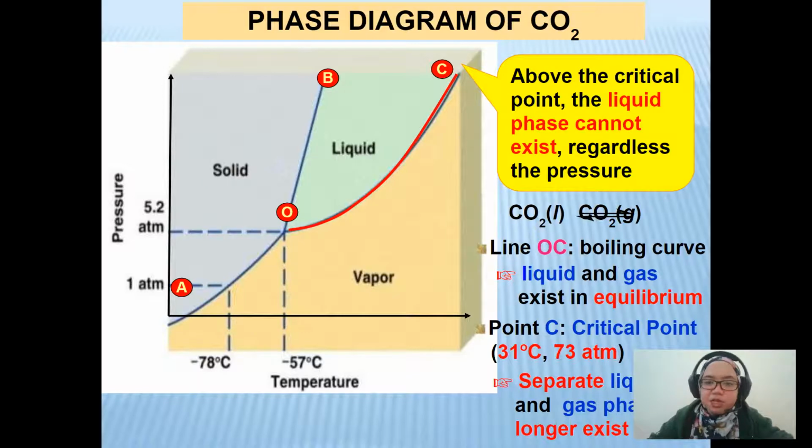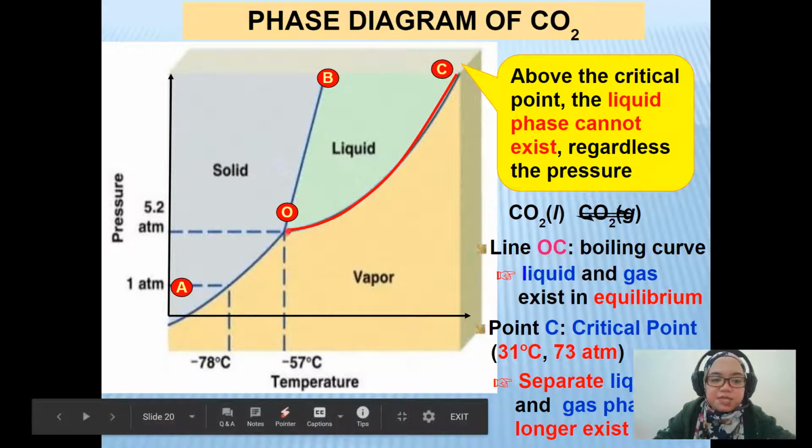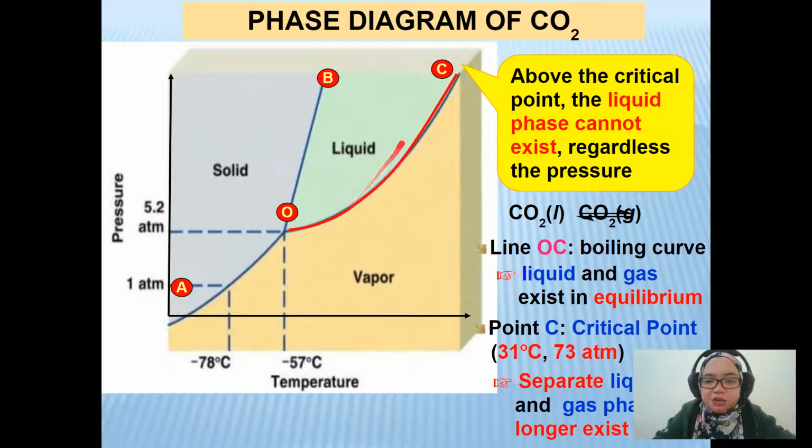Now we want to look at the critical point. So at the critical point C, above the critical point, the liquid phase cannot exist regardless of the pressure. So line OC is the boiling curve. Kalau tadi ni adalah melting and freezing point ataupun curve line, this one is the sublimation line, this one is a boiling punya line lah. Okay, so line OC is a boiling curve where liquid and gas exist in equilibrium. So point C at 31 degrees Celsius and 73 atm is the critical point for carbon dioxide. It separates gas and liquid phases. This separation no longer exists above it because no matter how great the pressure applied onto the gas, it will never be liquefied.